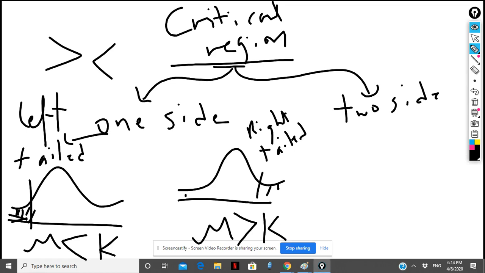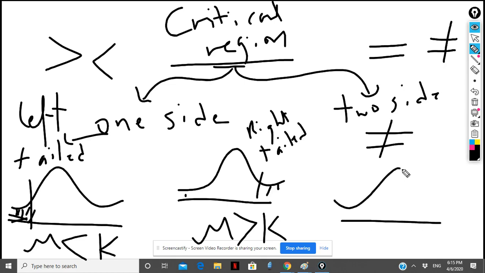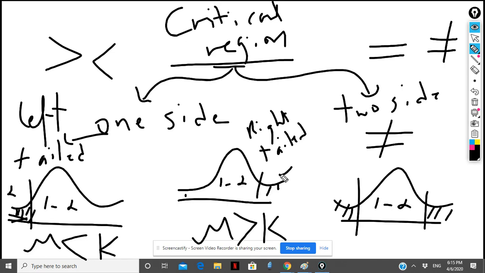In the two sides, I have equal or non-equal. So I don't have greater than or less than, either getting the value or not getting the value. So when I have the non-equal sign, it's going to be two tilde, and the critical region is going to be on both sides. So that's 1 minus alpha, and here is alpha over 2, alpha over 2. So the critical region is splitting over the two sides.